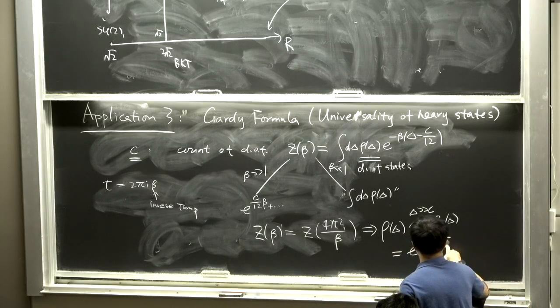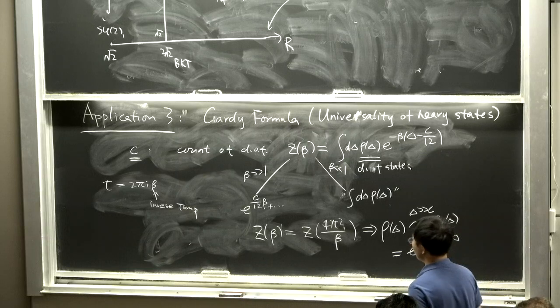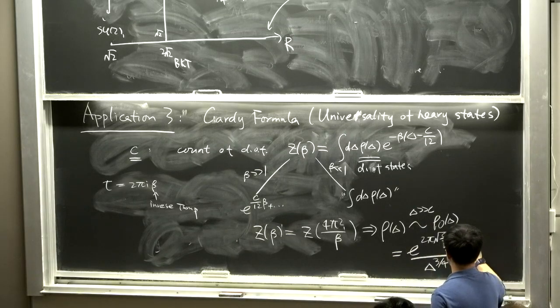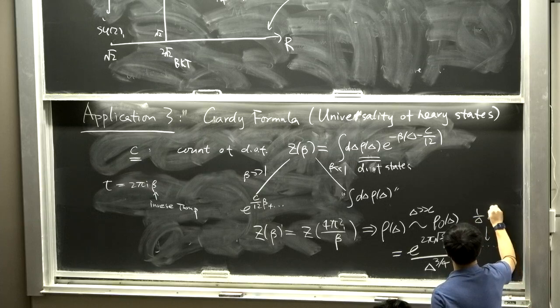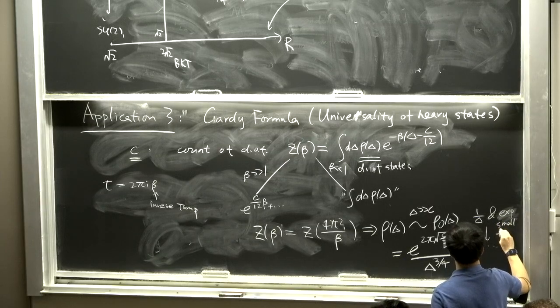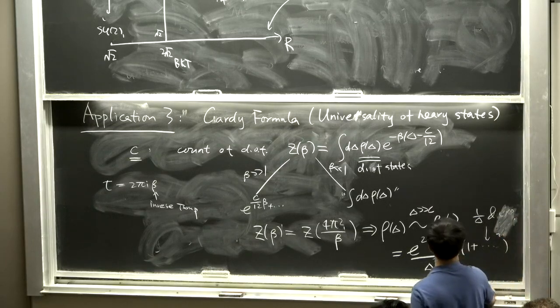And the answer of this calculation that comes from the inverse Laplace transform takes the following form, up to corrections. So over here, there are 1 over delta corrections and also non-perturbative corrections, exponentially small corrections. I realized you cannot see this. Sorry.